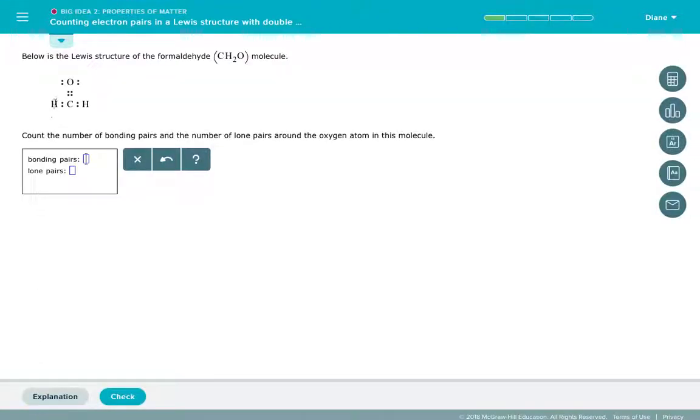This is CH2O. Count the number of bonding pairs and the number of lone pairs around the oxygen atom. So I look at oxygen. It's got 2 lone pairs. Those are these pairs here that don't bond with anything else. And it's got these 2 electrons that it shares with carbon. Carbon sharing 2, oxygen sharing 2. I have 2 here and 2 here. That's 4 electrons, but they just want pairs, so it's 2 pairs that it's sharing.